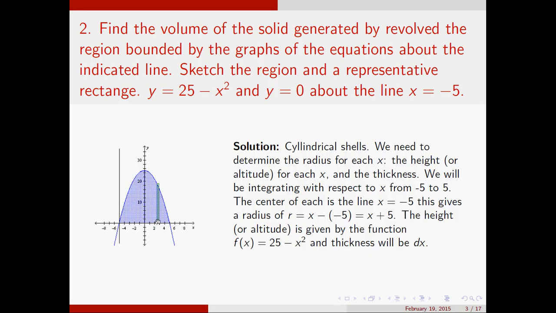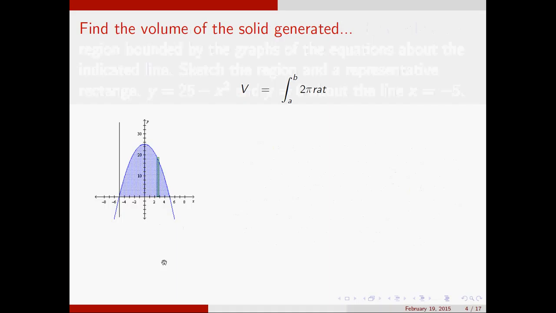The height, or the altitude, is going to be given by the function, which in this case is 25 minus x squared. So if we set this up using cylindrical shells, our kind of quick acronym was 2 pi rat. We're integrating between a and b, which in this case is minus 5 to 5. The radius has been replaced with x plus 5. The thickness is dx. And the altitude is sitting right there in the middle, 25 minus x squared. That's the height of the function.